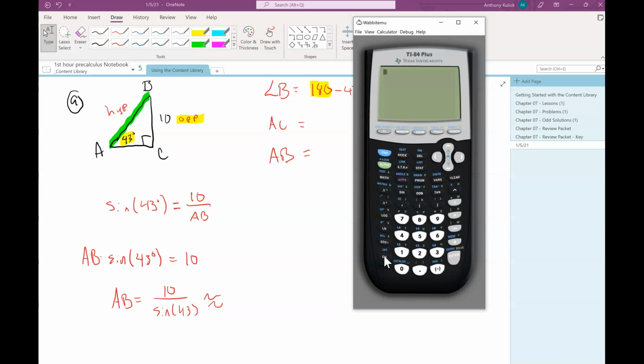Degrees. Why degrees? Because the angles were measured in degrees. It was a 43-degree angle, not a 43 radian angle. That would be a crazy angle to have in a triangle. So we need to change that to degree. And then I'll just do 10 divided by sine 43. So I get 14.66-ish.